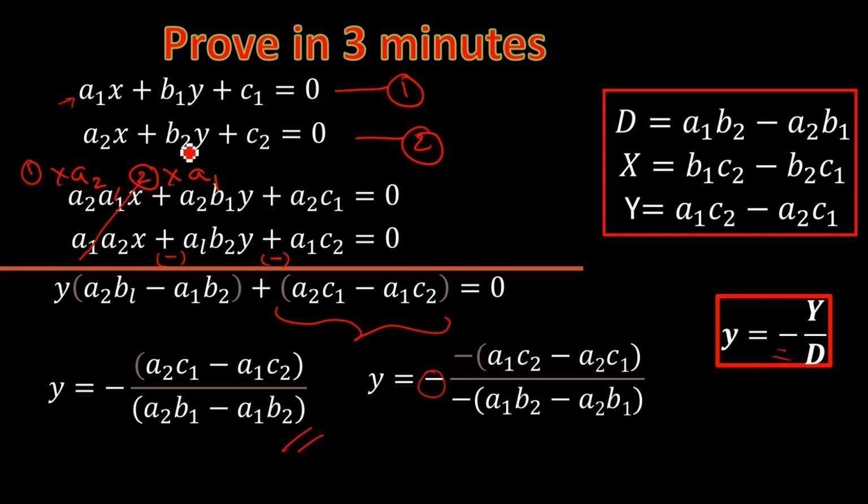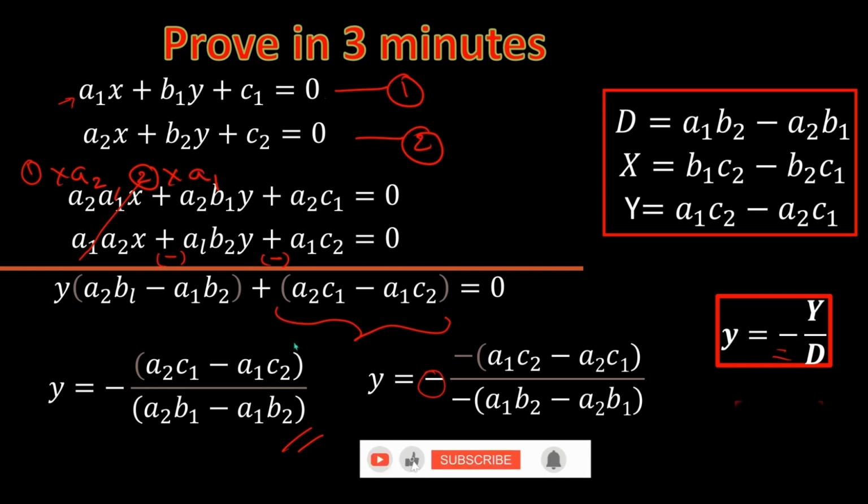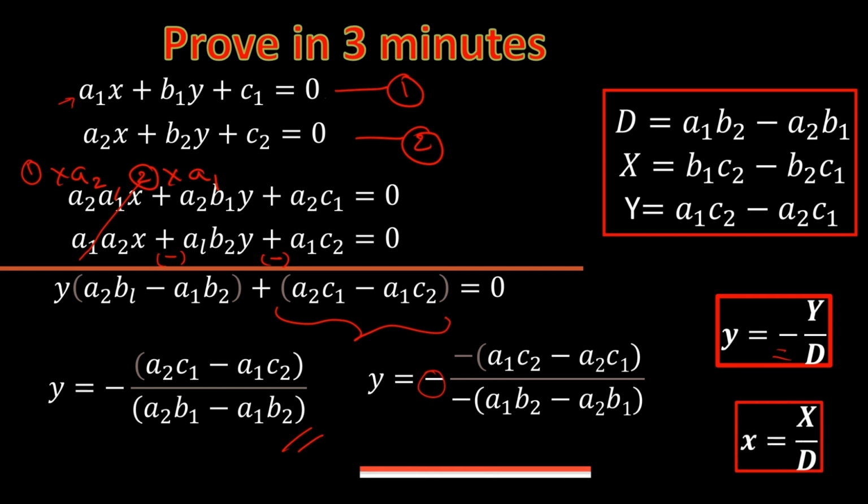To eliminate the b terms, we need to multiply the first equation with b2 and the second equation with b1. Then we can eliminate the y term and find the x in a similar way. So you will get x as x by d. That's for the class.